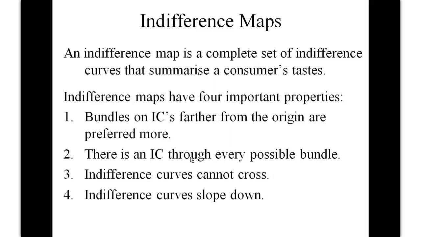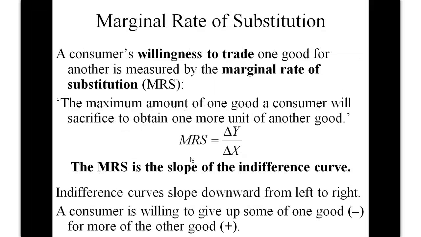First up, indifference curves further from the origin are preferred more. Indifference curves further from the origin have a higher level of utility. There's more of both goods. Secondly, there's an indifference curve through every possible bundle. That's because of the assumption of completeness. The third property is indifference curves cannot cross. That's because of the assumption of transitivity. And fourthly, indifference curves slope down. And they do for economic goods. If we're not looking at economic goods, they don't necessarily slope down.